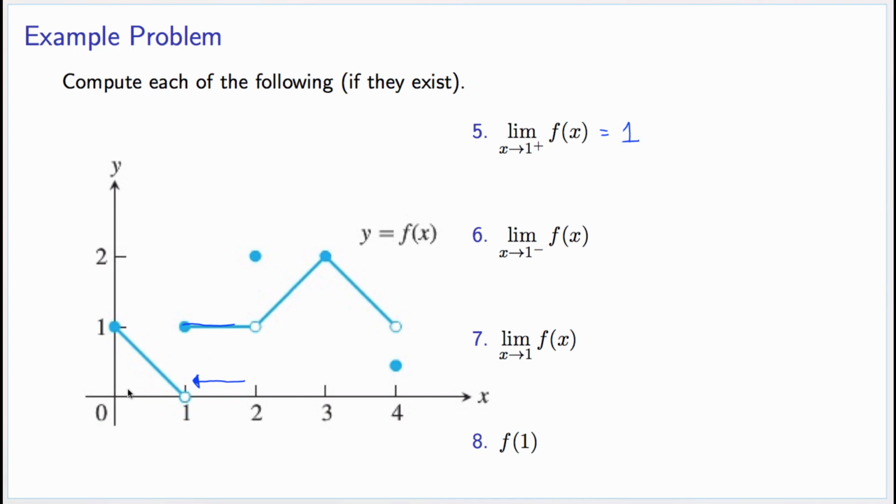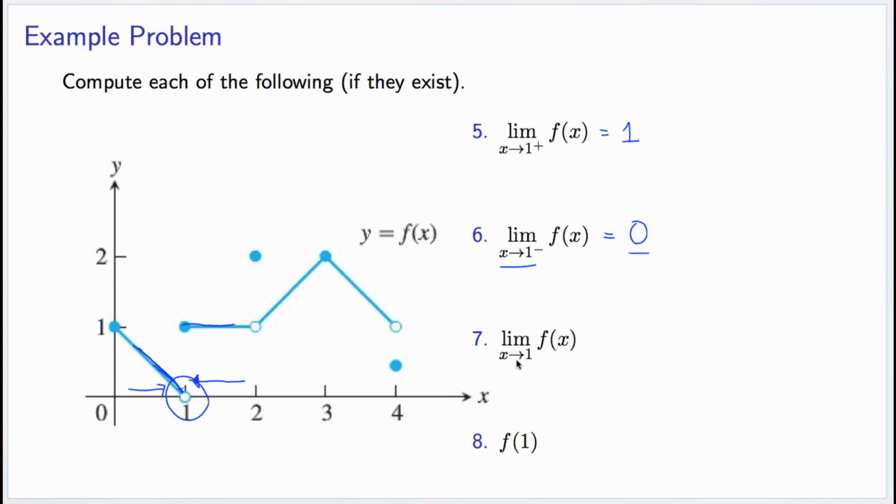From the left, so values of x less than 1, the values of f of x are getting closer and closer to 0. Again here, I don't need to worry about this open circle. I'm not worried about f of 1. I just want to know what happens to the values of f of x as x gets closer and closer to 1 from the left. And those values are getting closer and closer to 0.